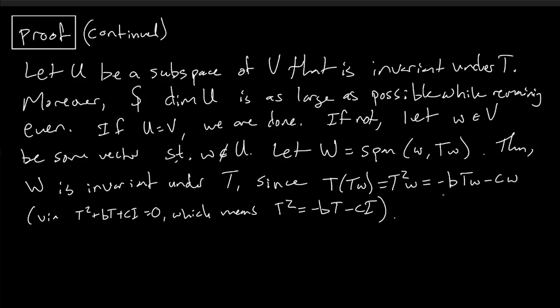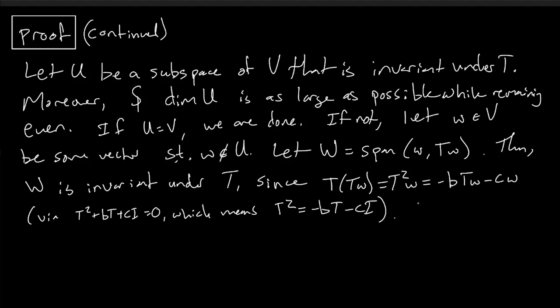Oh, okay. So this is just a linear combination of Tw and w. So you apply T to Tw, and you get back something that is in W. You apply T to w, you get back something that's in W. So any linear combination of those two guys, which is everything that's in the span, is also going to be in W after you send it through T. Nice. So it's invariant under T.